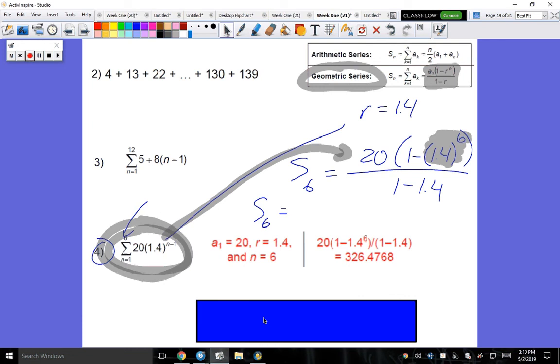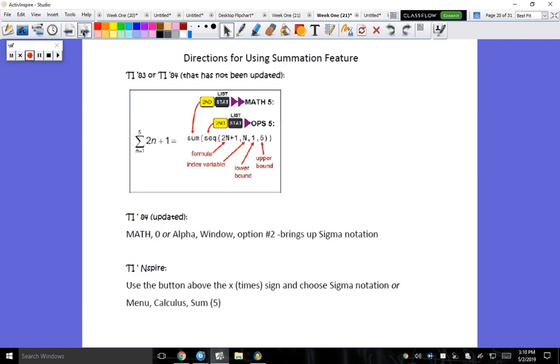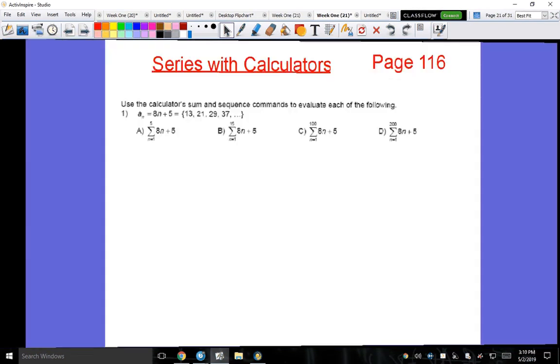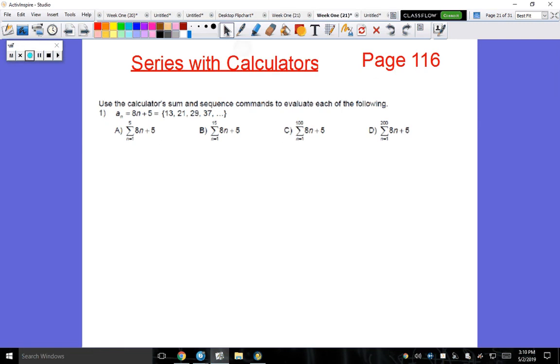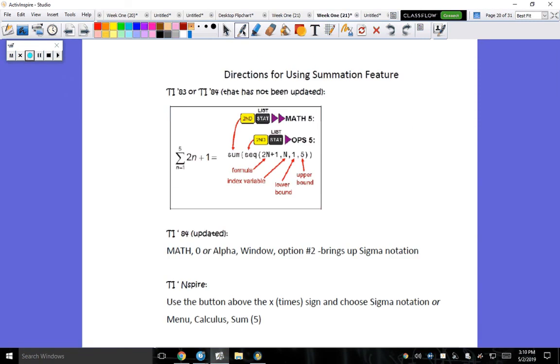Questions so far? No, this one won't be by hand. Not with the 1.4 to the power 6. That's kind of crazy. We don't use these, so I don't expect you to look at these right here. Like, this is not important, but we will use the Inspire.